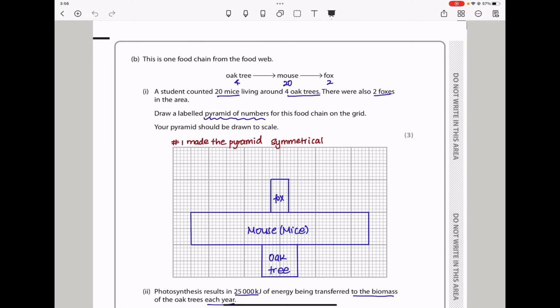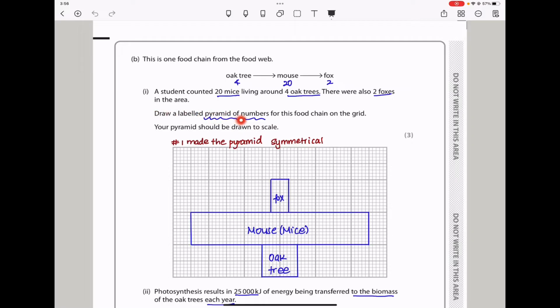Moving on. In part B, this is one food chain from the food web. So we can see the oak, then the mouse and fox. Of course, the mouse is feeding on the oak tree. The fox is feeding on the mouse. They say a student counted 20 mice living around 4 oak trees. So this is 20. There were also 2 foxes, which is 2 in the area. So we have 4 oak trees, 20 mice, and 2 foxes.